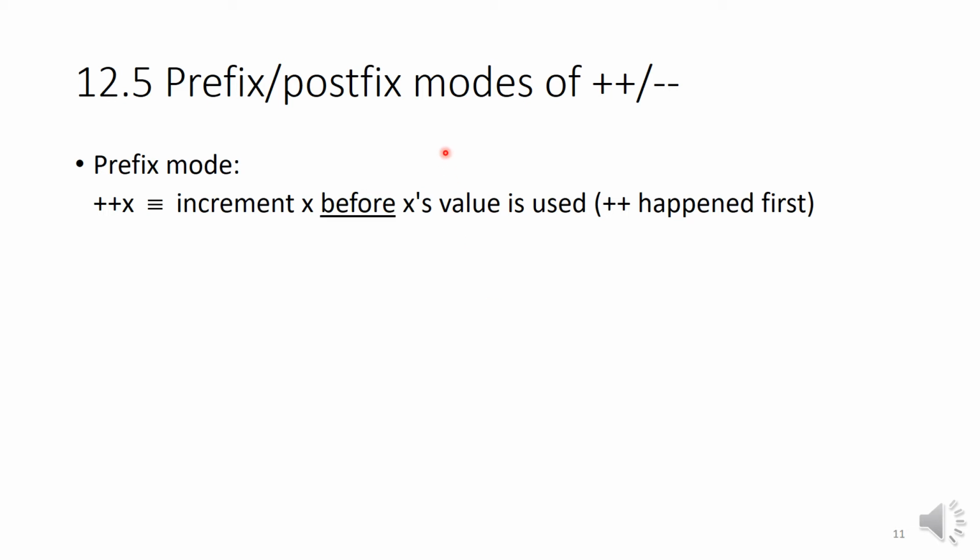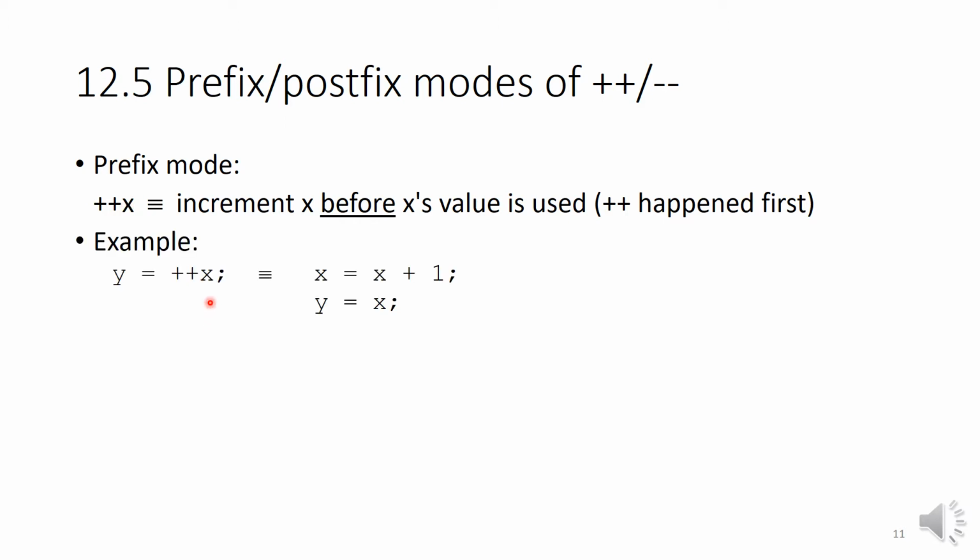Now let's look at increment and decrement operators, plus plus and minus minus. Those two operators each can be used under two different modes. The examples here use the plus plus operator. It's the same with the minus minus operator. The prefix mode means the increment or decrement happens before the variable's value is used. Here the plus plus is put before variable x.